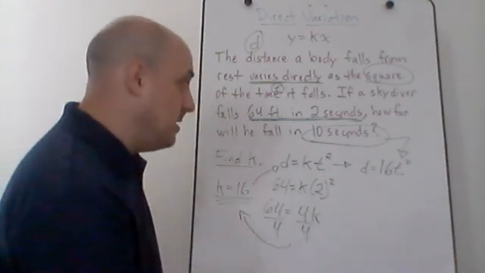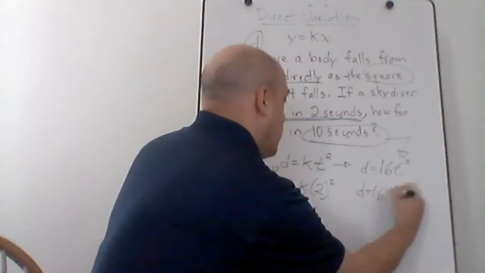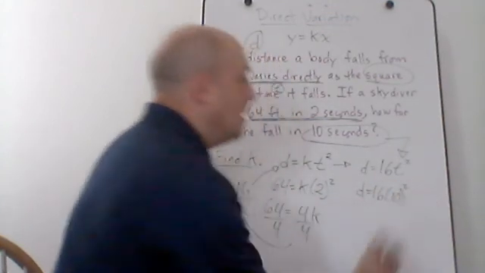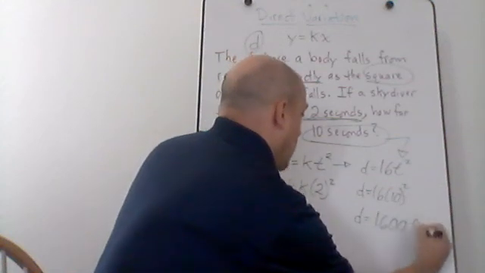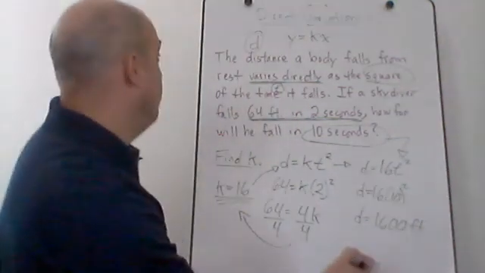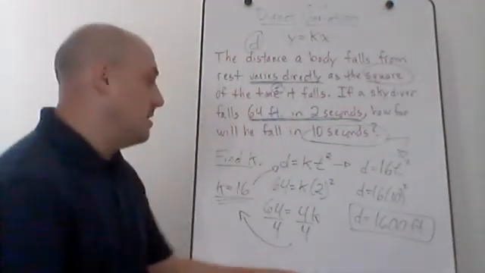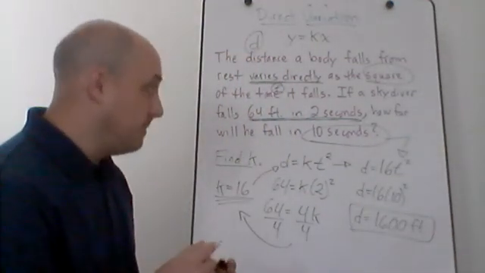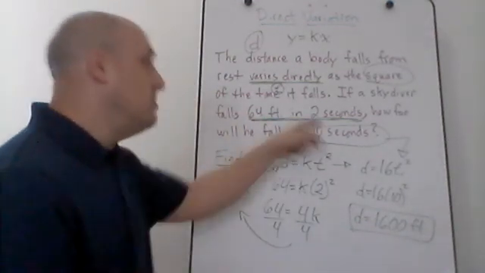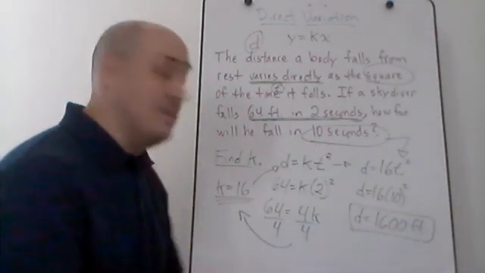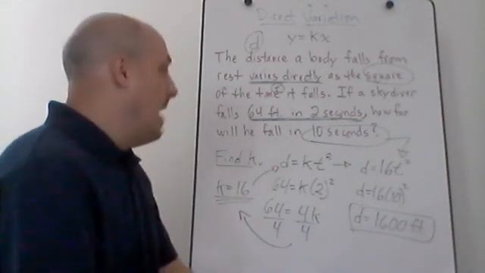All right, so d is equal to 16t squared. I'm plugging in t equals 10 seconds. So d equals 16 times 10 squared. 10 squared is 100. 100 times 16 is 1600. And my distances here are measured in feet. So d equals 1,600 feet. Right? So if this skydiver falls 64 feet in 2 seconds, then in 10 seconds he's going to fall 1,600 feet. All right, so that's an example of direct variation.